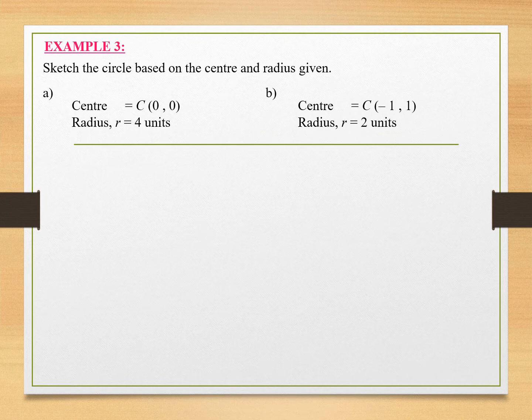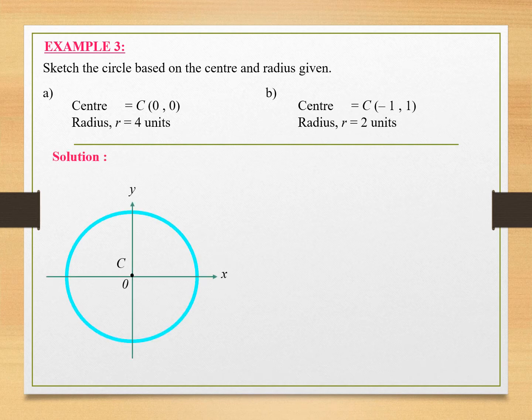Example 3. Sketch the circle based on the center and the radius given. Center (0,0), radius 4 units. Just pay attention to the solution. So there's, axis number 1, X and Y axis. 2, enclosed circular shape. 3, coordinate of center. 4, X-intercept and Y-intercept.